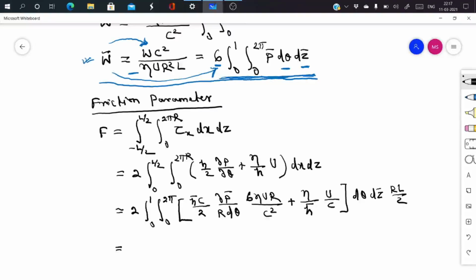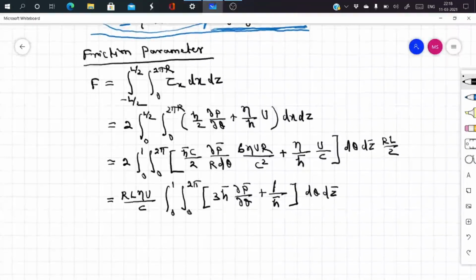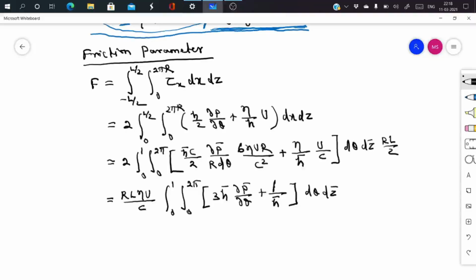So now rearrange. What will we get? R L eta u by C, 0 to 1, 0 to 2 pi, 3 h bar del p bar upon del theta plus 1 by h bar, d theta dz bar. So here you can see that this is the dimensional F.